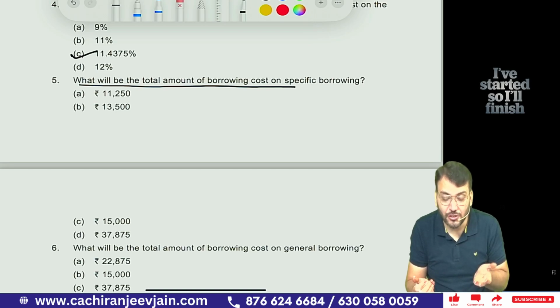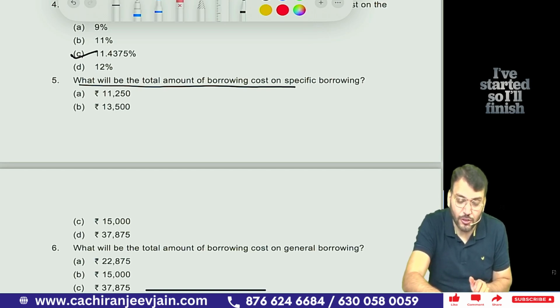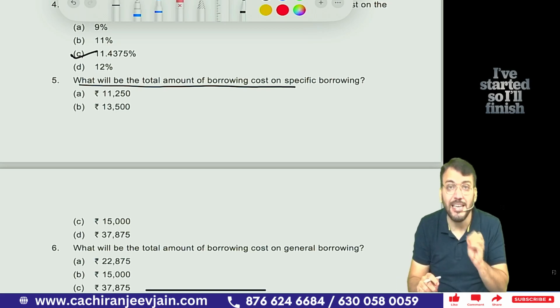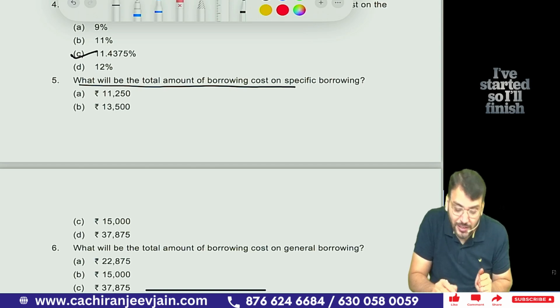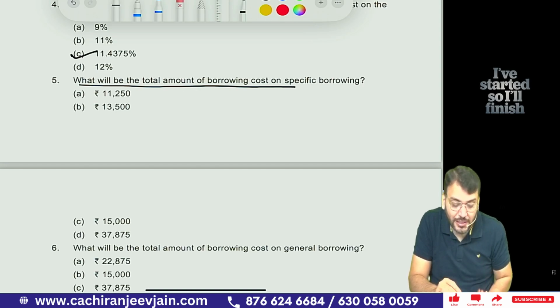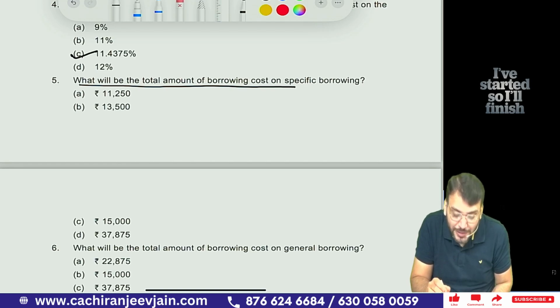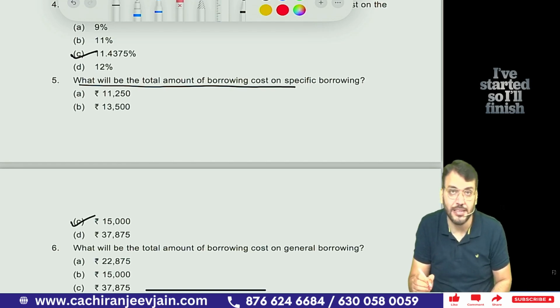Sorry, it was how much? 2 lakh. 2 lakh into 9% means how much? It becomes 18,000. Correct now. But 18,000, that option is not given. So you can understand that the question is actually not correct. It should be: what will be the total amount of borrowing cost to be capitalized. The answer is option number C, 15,000.